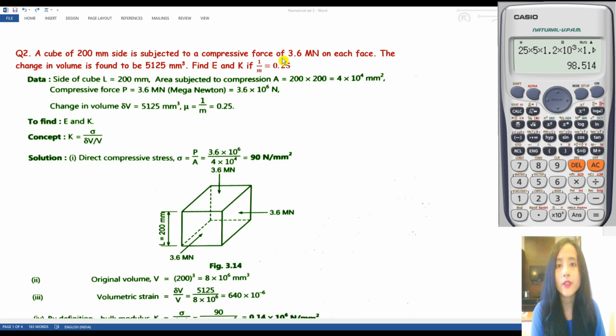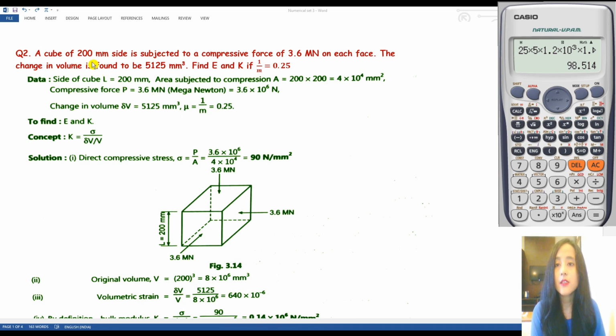Let us first convert this force, which is given equal to 3.6 meganewton. If we convert meganewton to newton, it will be into 10 raised to power 6. So here the compressive force P is given as 3.6 meganewton, which is equal to 3.6 into 10 raised to power 6 newton. Okay, now the change in volume is also given, and Poisson's ratio is given.